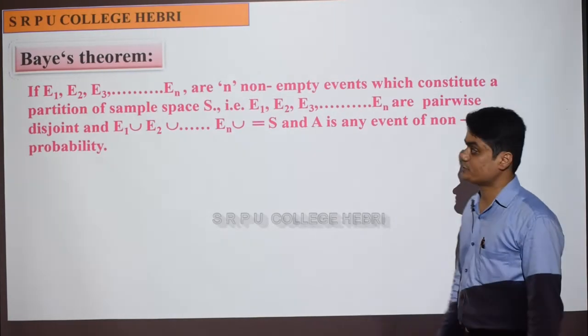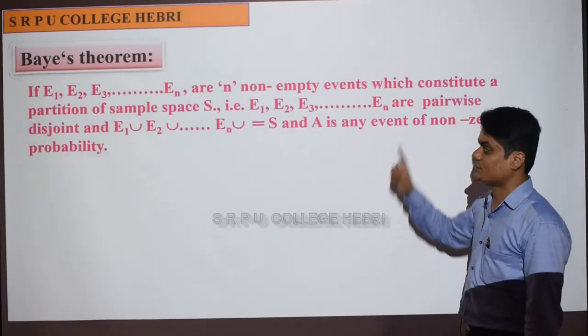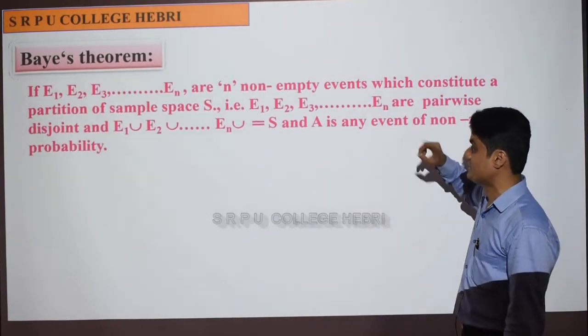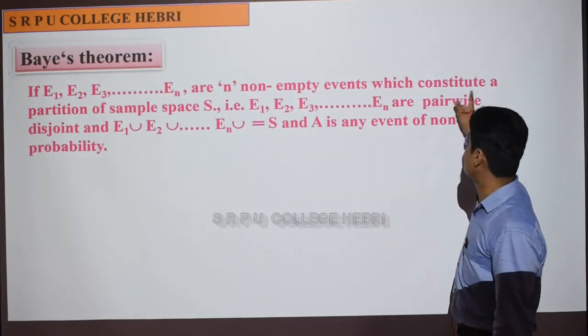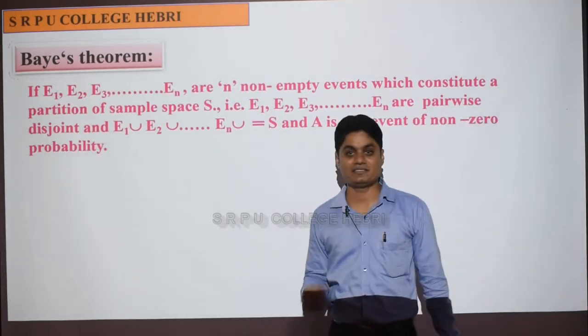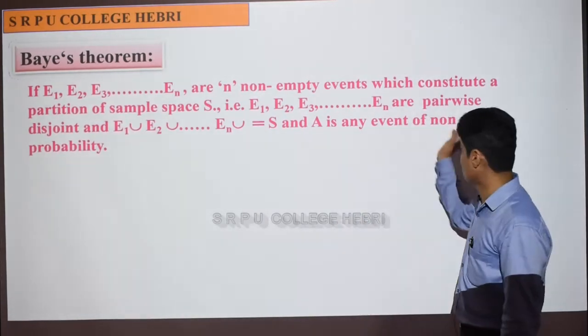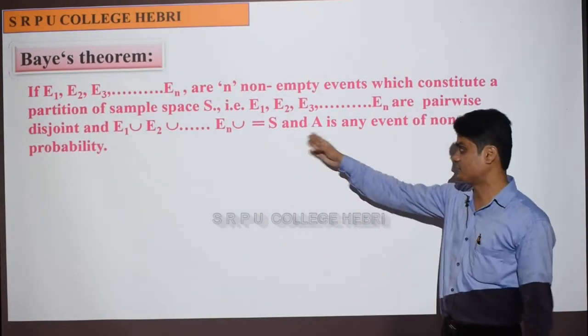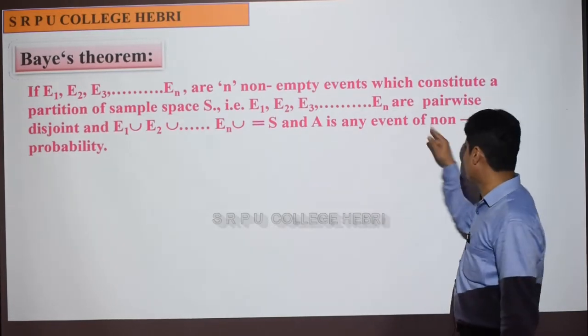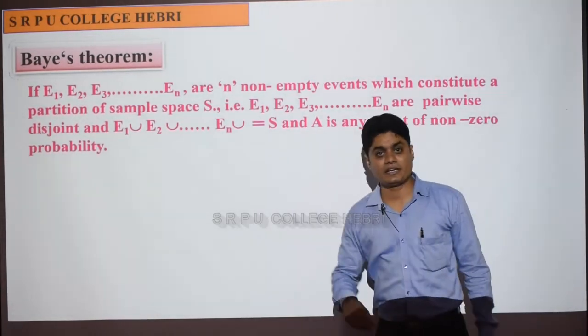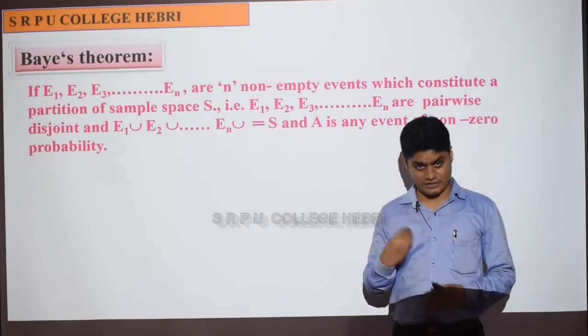Statement is as follows: if E1, E2, E3 up to En are non-empty events which constitute the partition, these events must be the partitions of the sample space. You know what I mean by partitions, as I explained earlier. And A is any event of non-zero probability, one more event belonging to that sample space.